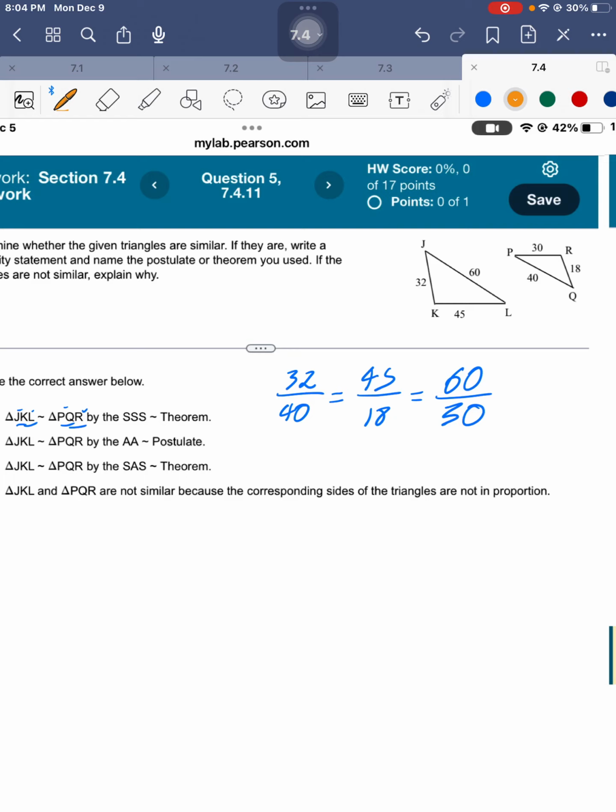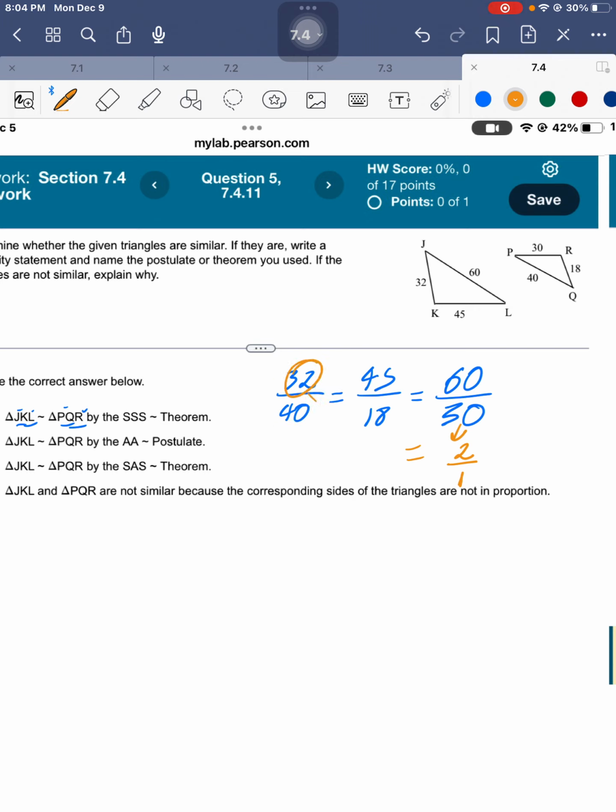LJ is 60, RP is 30. Yeah, because look, 60 over 30 is 2 over 1. And I don't know what this is. I'm not even gonna bother, because I know that these are not gonna be 2 over 1. Even furthermore, this is a what? An improper fraction, which means it's greater than 1 because the numerator is bigger, right? And what do I know about 32 over 40? This is just a regular fraction, so this is going to be a fractional number.